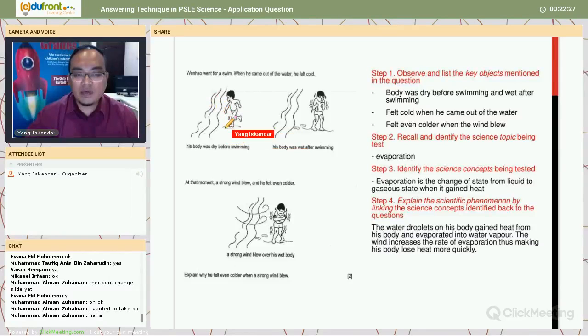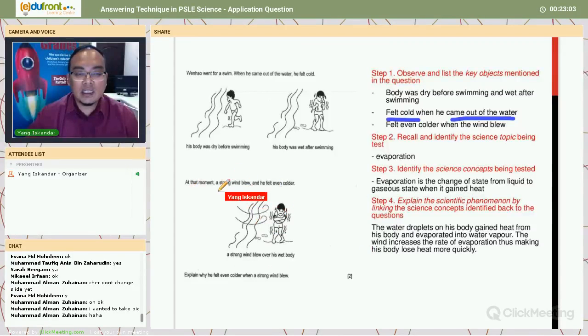So coming back to this question, observe the first part, step number 1: observe and list the key objects mentioned in the question. We need to be sharp. You need to open your eyes and clearly read word for word and see what the key objects are. Firstly, you will identify that the body was dry before swimming and wet after swimming. So Wen Hao's body was dry, and after that his body was wet, and he is shivering. So he felt cold when he came out of the water.